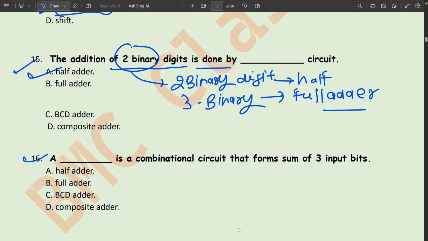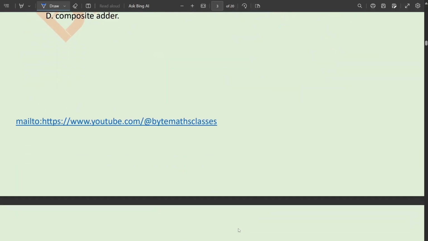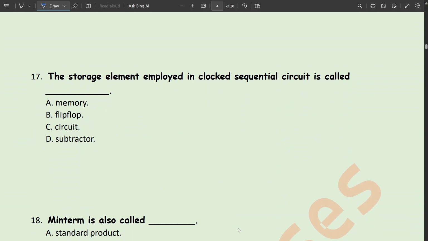Next, a combinational circuit that forms the sum of three inputs. The answer will be full adder. Option number B is correct. Next, the storage element employed in a clocked sequential circuit is called a flip-flop. Option number B is correct.